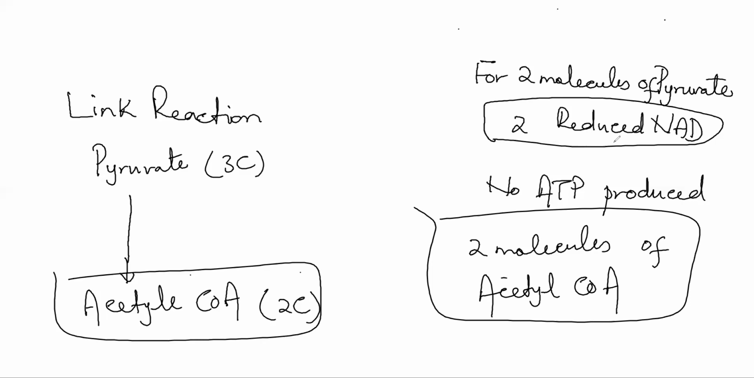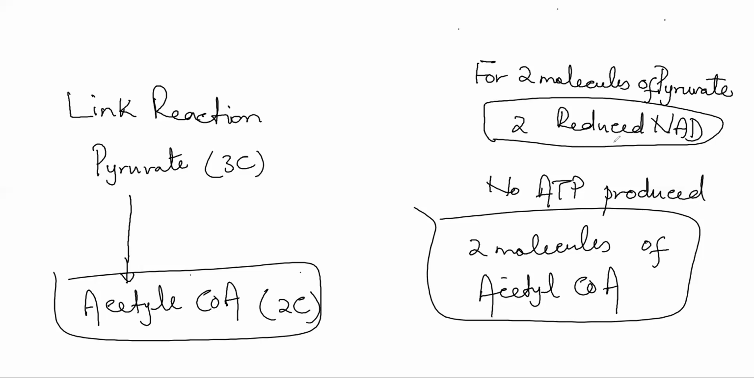Okay. And we also talked about this thing that at this stage, in the link reaction, is where fatty acids can also enter into the process of respiration. And how is it possible? Obviously, fatty acids are produced from fat metabolism, right? And we know that fatty acids have long hydrocarbon chains.